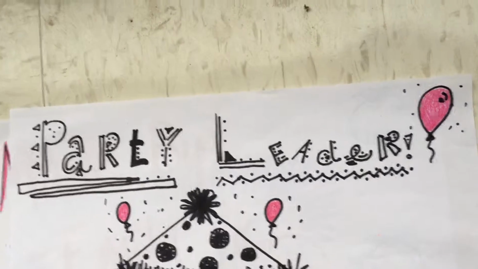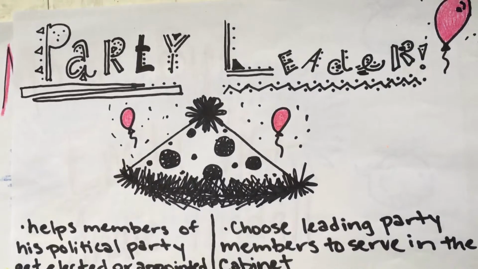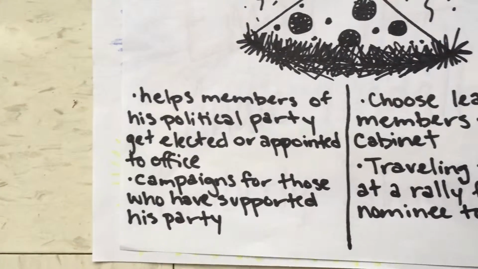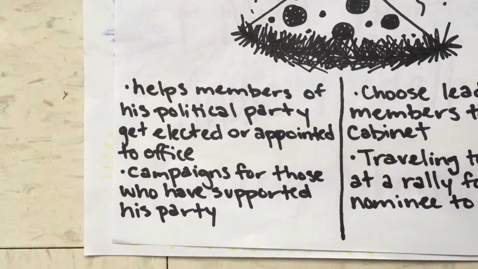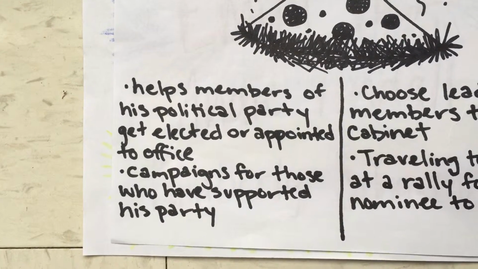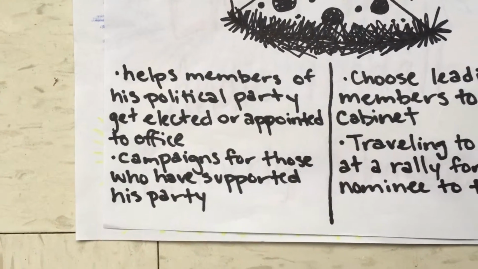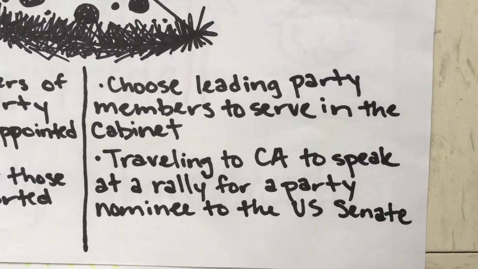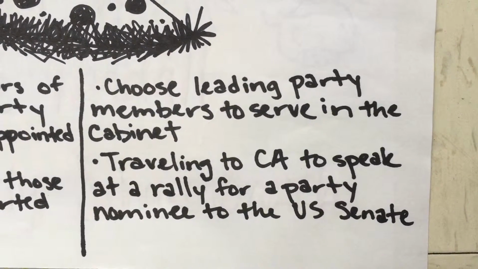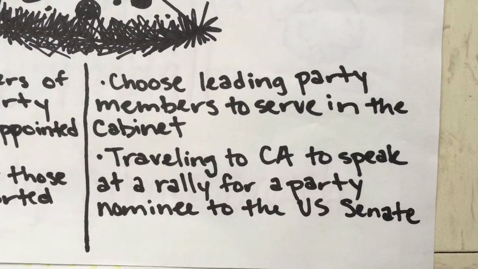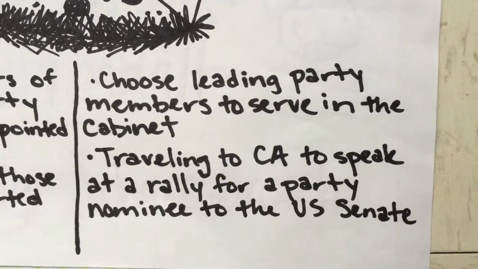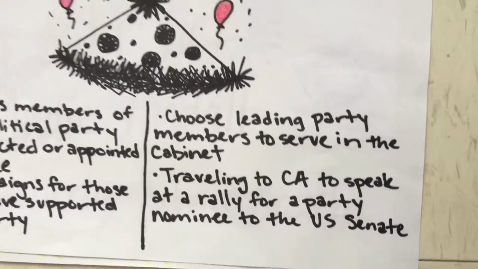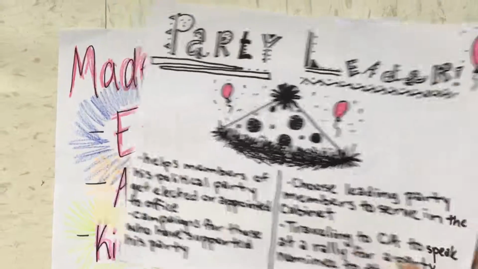Now the fun part. He's the party leader. Woo! He helps members of his political party get elected or appointed so that the Democrats that voted for him would be happy. He helps campaign for those who have supported his party. So in doing this, he chooses leading party members to serve in his cabinet. Not his kitchen cabinet where he puts plates and mugs, but his presidential cabinet. That's his, and it's filled with people. He may, every once in a while, for example, travel to California to speak at a rally for a party nominee to the U.S. Senate to help his political campaign.